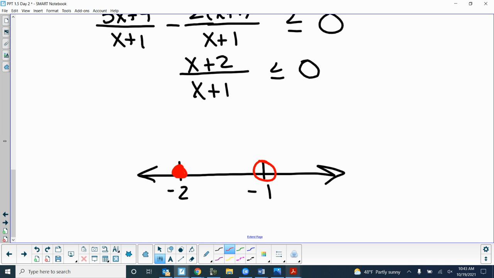What are my critical values? What are the numbers I'm going to use? To the left, negative 2. In the middle, negative 1.5, yeah. To the right, I would use 0. Again, wherever 0 is, I would use it. But it's on the right side now, it's not in the middle, right?